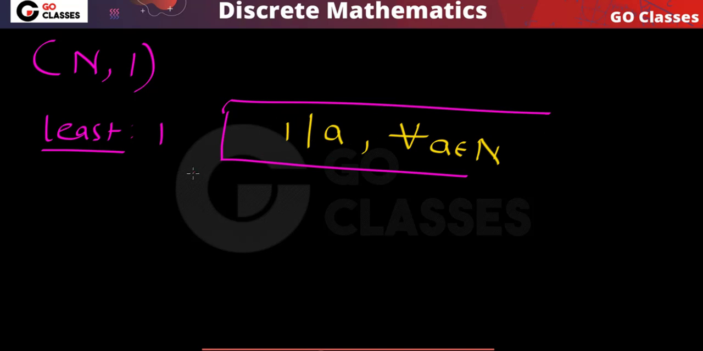So I can say 1 is related to every number. Okay, so this is the least element. What is the greatest element? Is there any natural number which is divisible by all? Is there any natural number which is divisible by every natural number? No, so it does not exist. There is no natural number which is divisible by all the natural numbers. So the greatest element does not exist, and the least element is 1. So this is the idea.